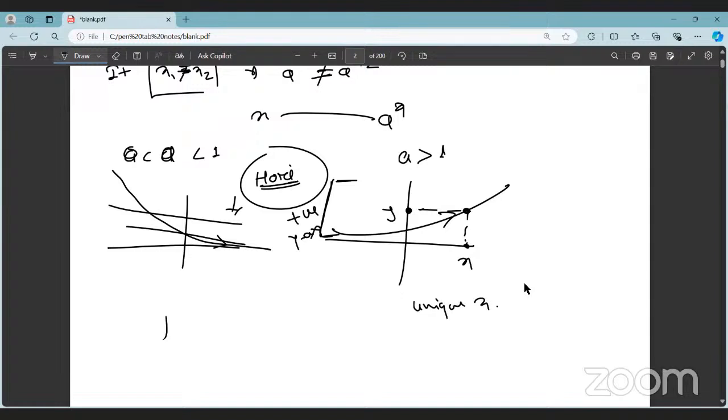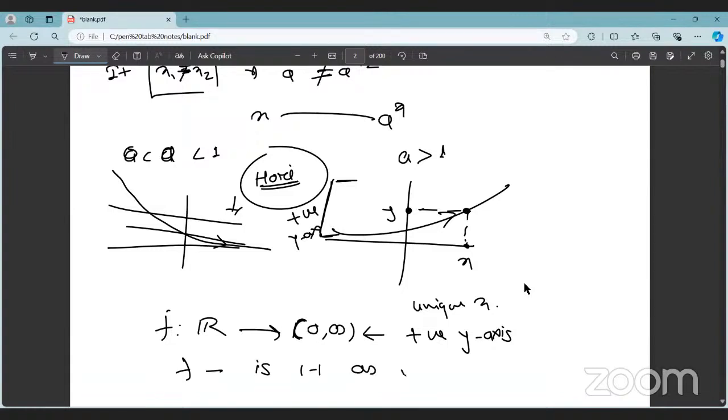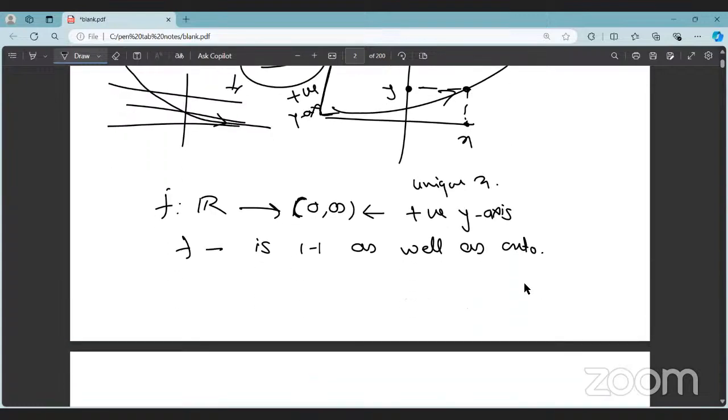So that means if I restrict my function f, I'll take the whole real number line as the domain, and as the codomain I'll take the open interval 0 to infinity, that is the positive y-axis, right? If I do this, then my function f is one-one as well as onto. So if we restrict our exponential function f of x equals e to the power x over this codomain and using this domain, then my function is one-one as well as onto.